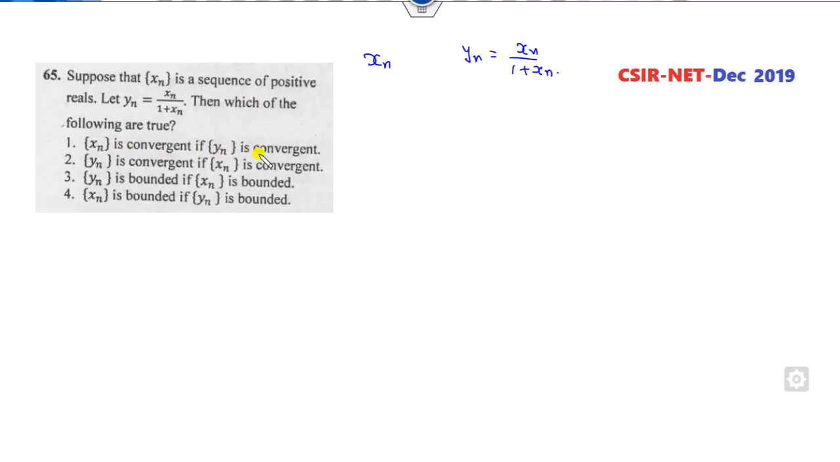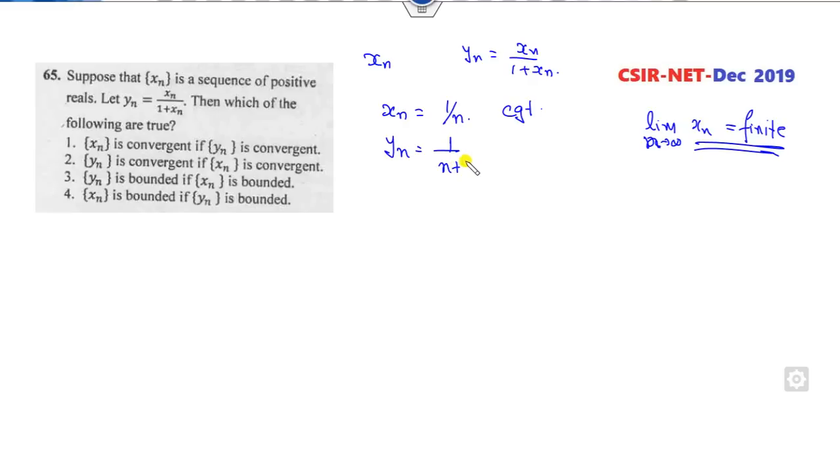Check the first option: xn is convergent if yn is convergent. Firstly, take xn as convergent. A sequence is convergent when its limit is finite. If I simply take 1 by n, the limit is finite, so it is convergent. What is my yn corresponding to this? 1 over, again this limit is finite, so it's convergent.